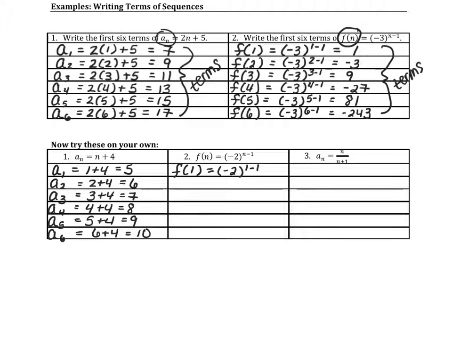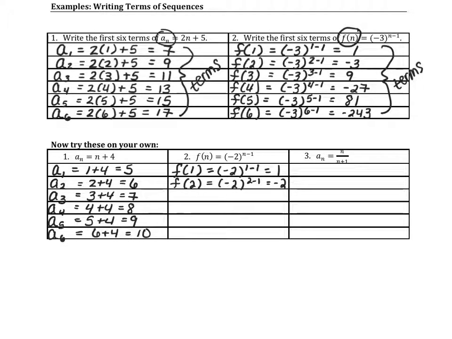1 minus 1. So we plugged in a 1 for n. 1 minus 1 is 0. Anything to the 0 power is 1. You guys probably have that memorized by now. Then we plug in a 2. -2, 2 minus 1. So 2 minus 1 is 1. -2 to the first power is -2.